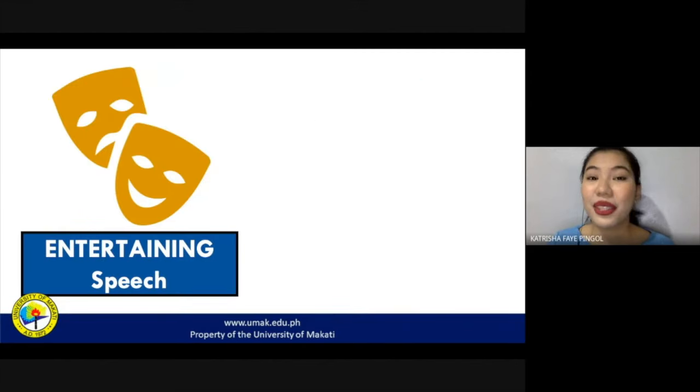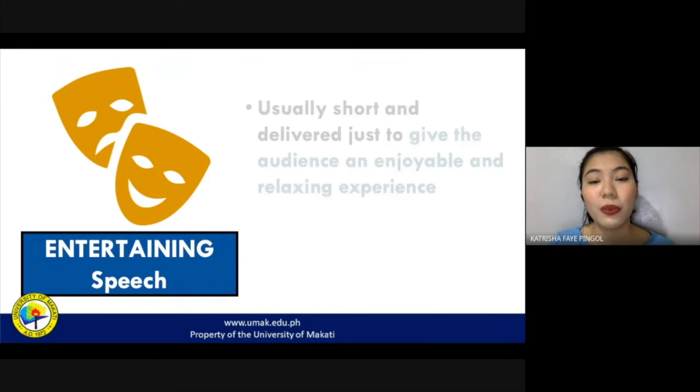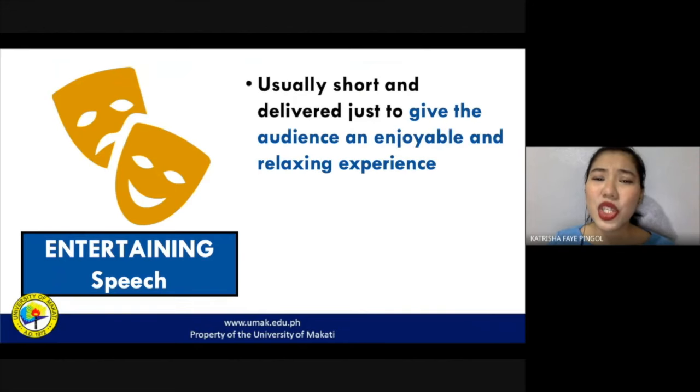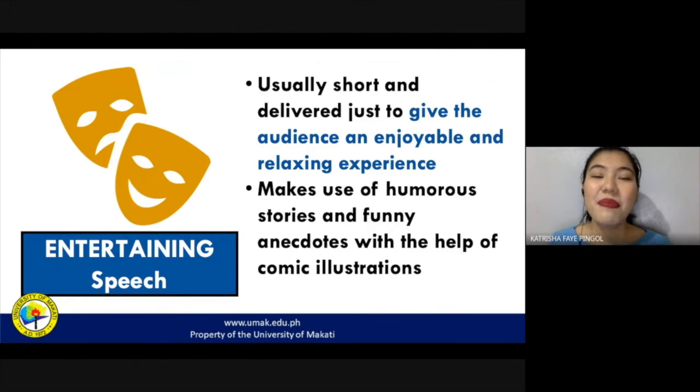Next, we have entertaining speeches. Entertaining speech is a kind of speech according to purpose that is usually short and delivered just to make sure that the audience is having an enjoyable and relaxing experience. So by the term itself, entertaining, it has to entertain them. More often than not, entertaining speech is set apart from the others because it uses humorous stories and funny anecdotes with the help of comic illustrations.